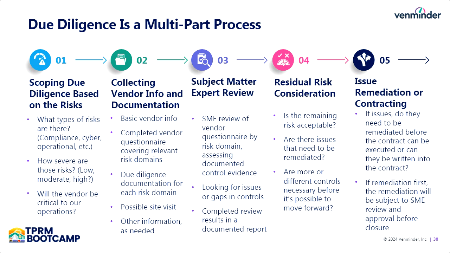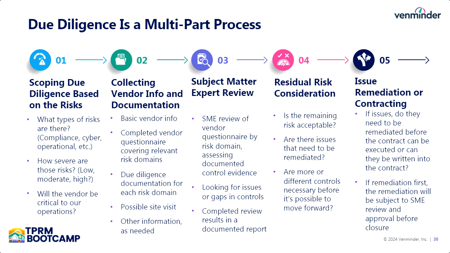So we'd want to get all of their basic information, like who they are, their corporate address, information about their principals, their business license, etc. And we'd want them to complete a vendor questionnaire covering their relevant risk domains. So if they have cyber risk, we'd ask them to complete the part of the questionnaire that talks about their cyber risk controls. We'd also ask them for due diligence documentation that serves as evidence of those risk controls. We might also conduct a site visit or collect other information as necessary. Once we have that information and that documentation, we turn it over to the subject matter expert for review.